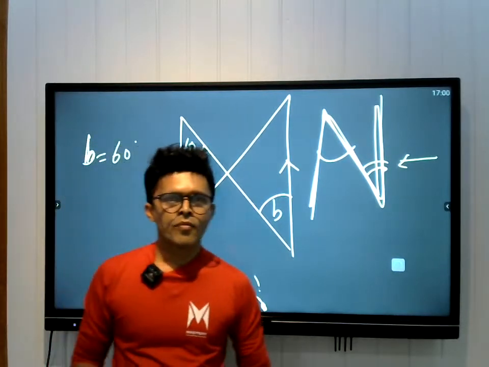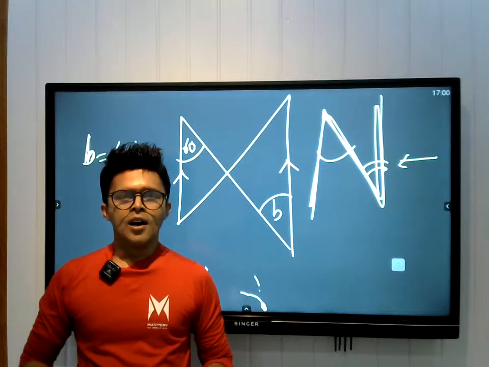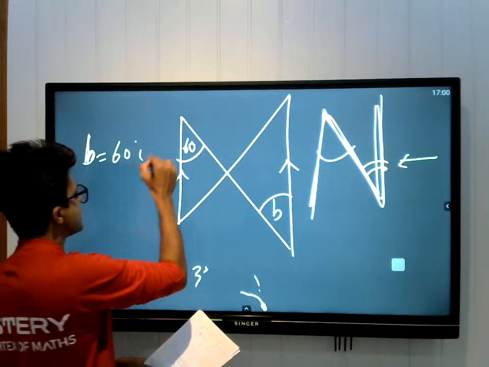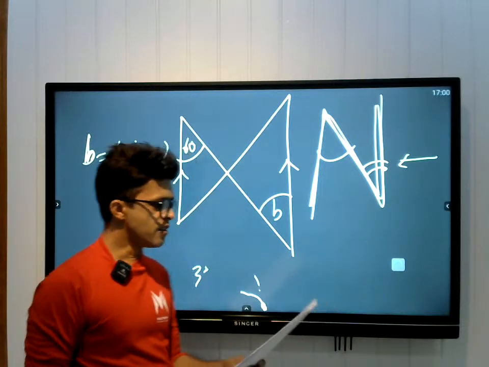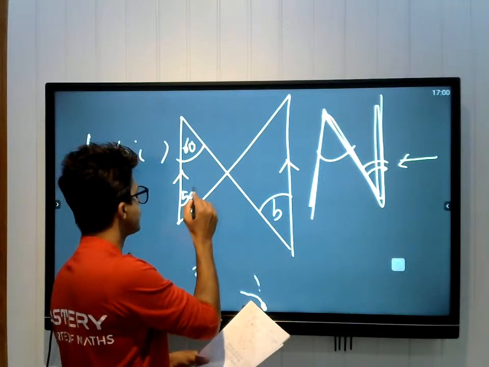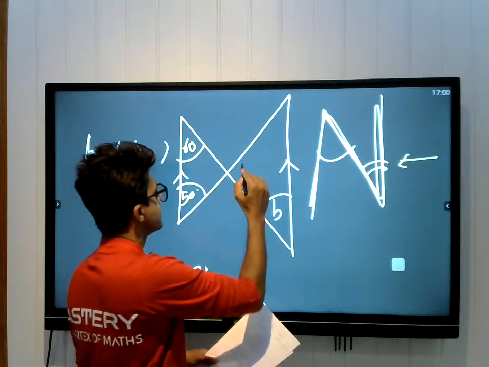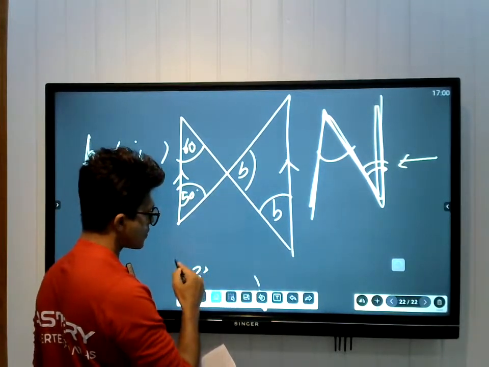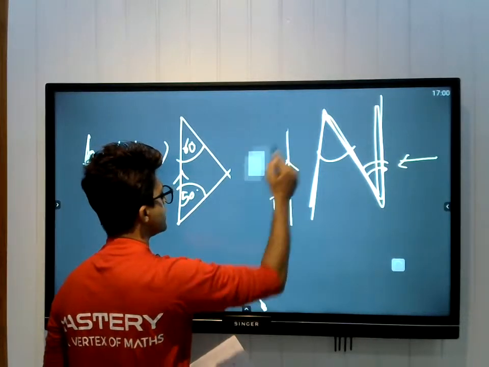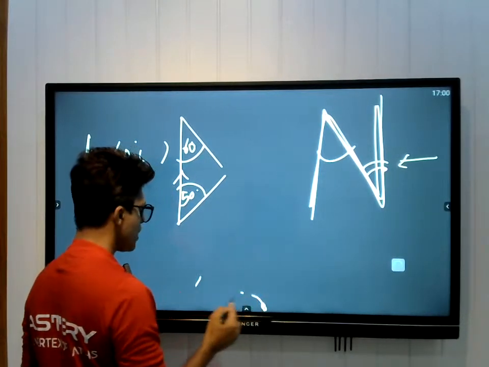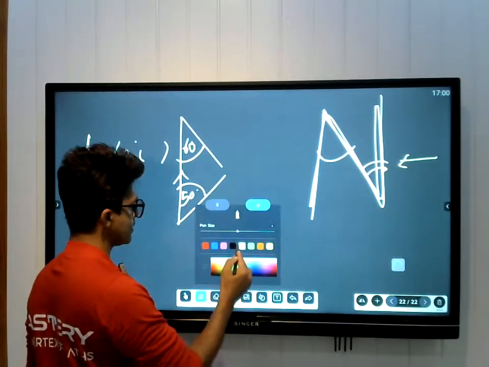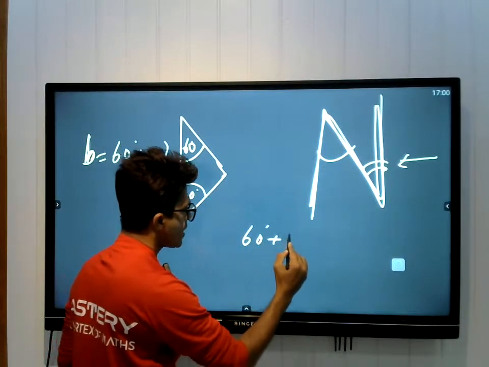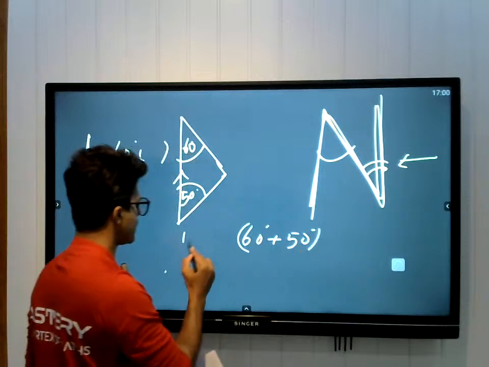What is the reason for this? Alternate angles. Mention that B equals 60, alternate angles. Here is 50. Considering this triangle, we are able to find the value of this angle. From 180, we could subtract these two angles.